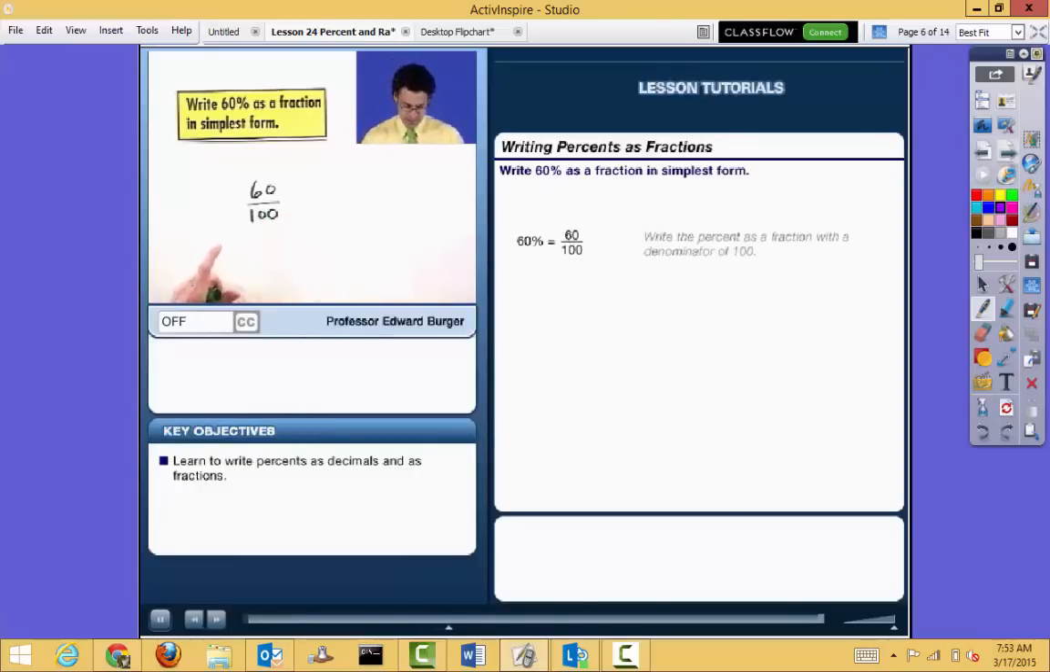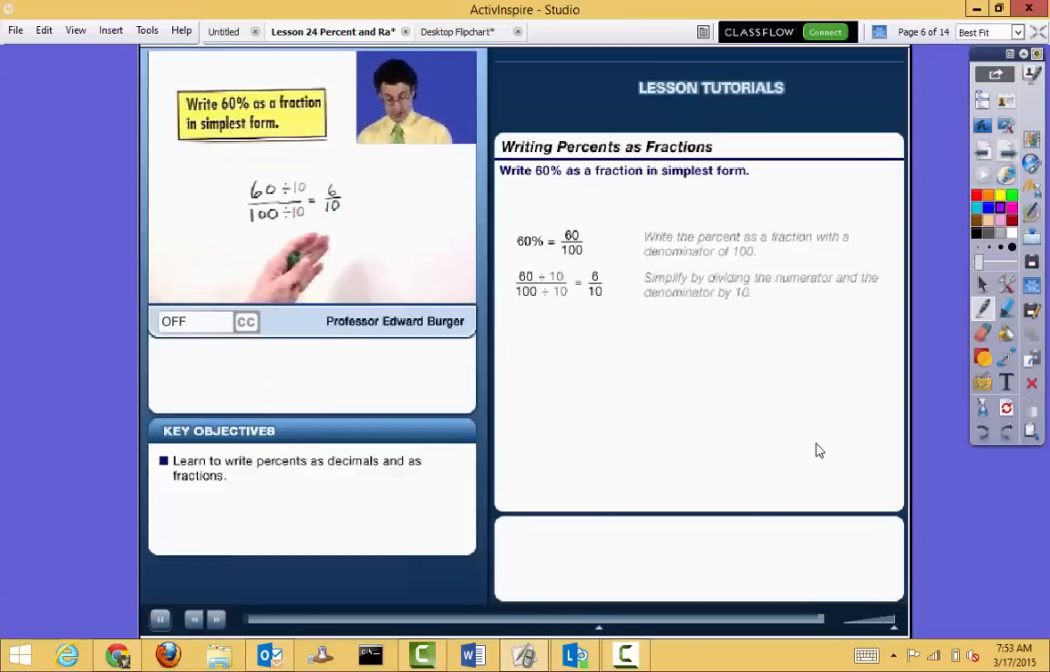So let's see if I can simplify it. Well, I could divide the numerator by 10 and then the denominator by 10, and I'll have an equivalent fraction, so I'll simplify it. What do I get? In the numerator I see 6. In the denominator I see 100 divided by 10, which is 10. Is that in simplest form? It's certainly much simplified, but is it in fact in simplest form?